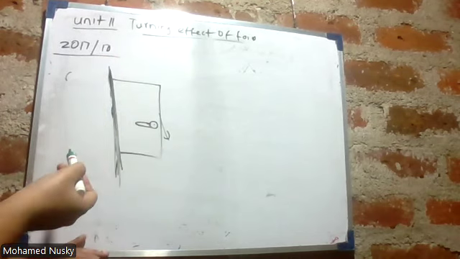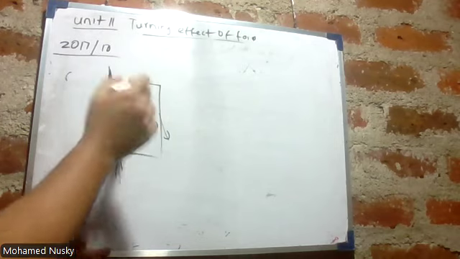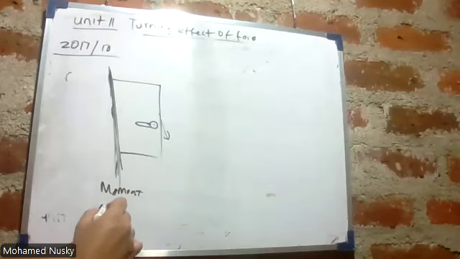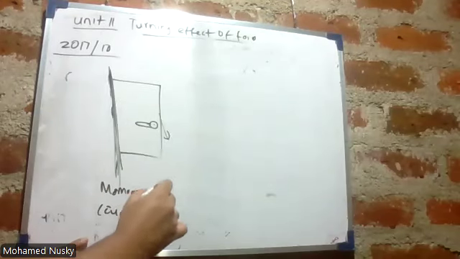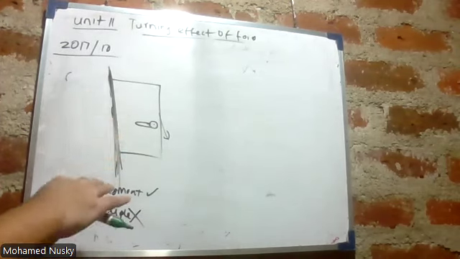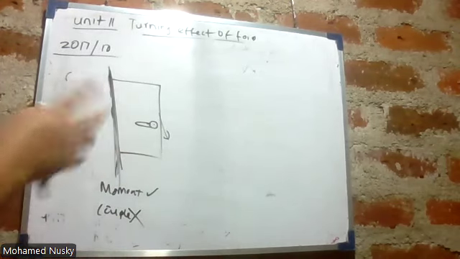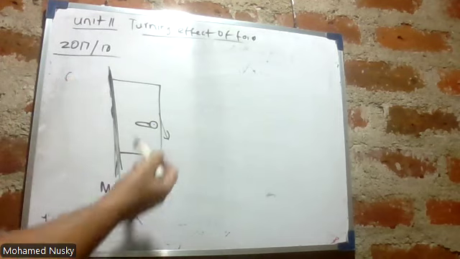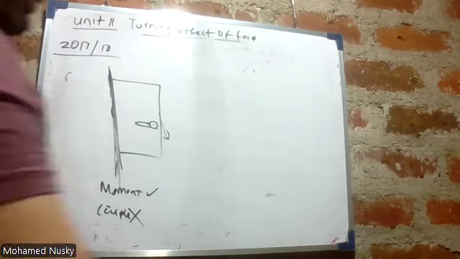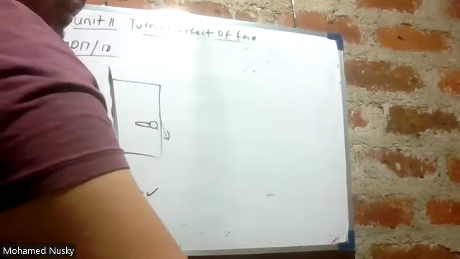Line of axis of rotation. Therefore, a moment is created. Here, a moment is created, but a couple is not created. Couple I have explained to you. Couple is different from moment. Here, moment is created. There is no couple. First one will not be the answer. Second one will be the answer.